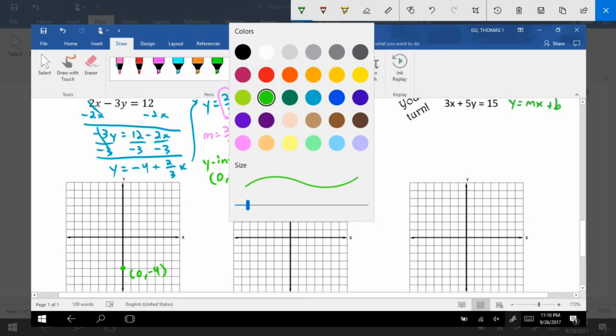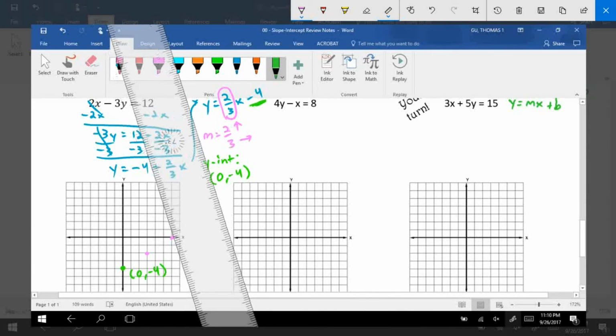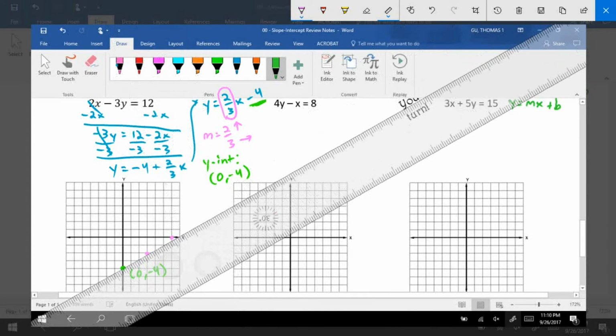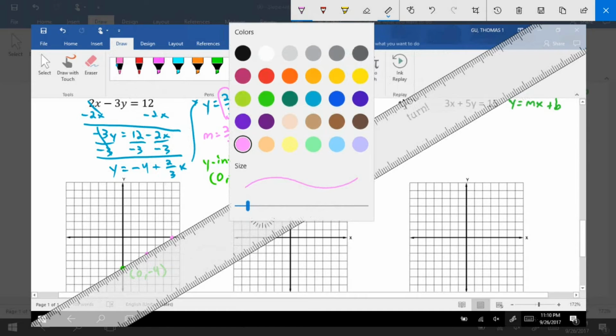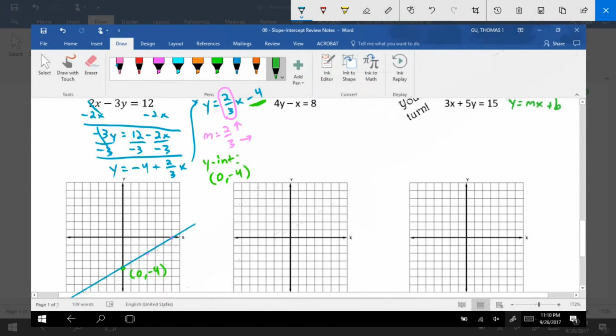Okay, and then we're going to go up 2 over 3. So 1, 2, 1, 2, 3. Oh, did I do that right? Yes, I did. And now I'm going to connect my dots with my ruler because I like to be very accurate. And then here we go. Boom. And do not forget what? The arrows. That's right.